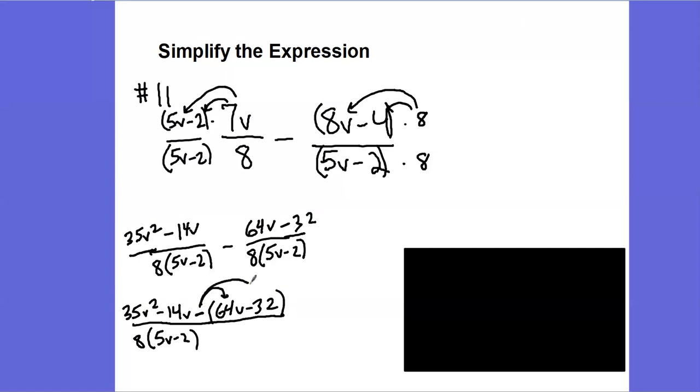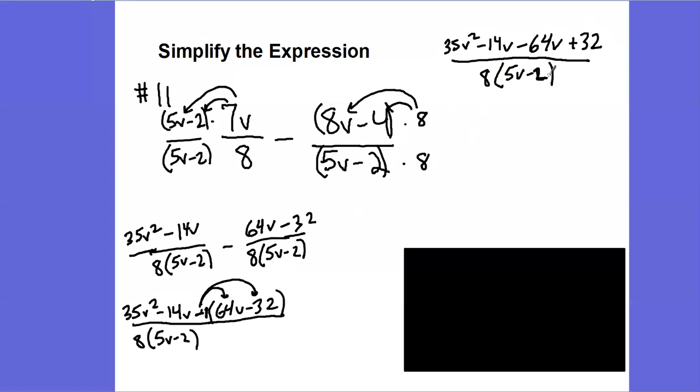So distribute this negative. And if you want to, you can think of this as kind of like being a negative 1 out front here. You can think of this as distributing negative 1 if you're confused on that step. So this will be 35v squared minus 14v minus, so negative 1 times 64v would be negative 64v. So I'm just going to write minus 64v. Negative 1 times negative 32 would be plus 32. So I'm just going to write that. And that denominator stays the same.